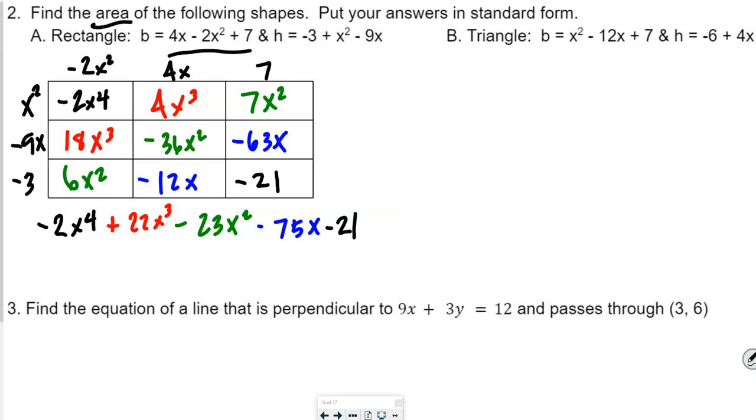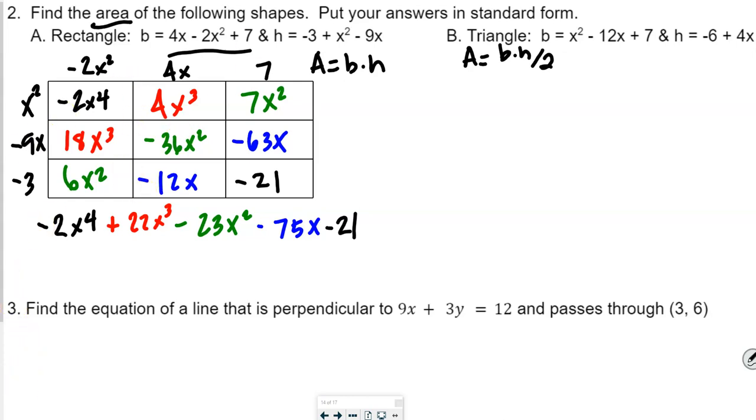Now the difference between this one and the next one, this was area is equal to what? Base times height, right? So we have our base and our height, but the area of a triangle is base times height divided by 2. Okay, so we're going to have to use our box method over here, but then we're going to use it a little bit differently because once we get our answer, we're going to divide by 2.